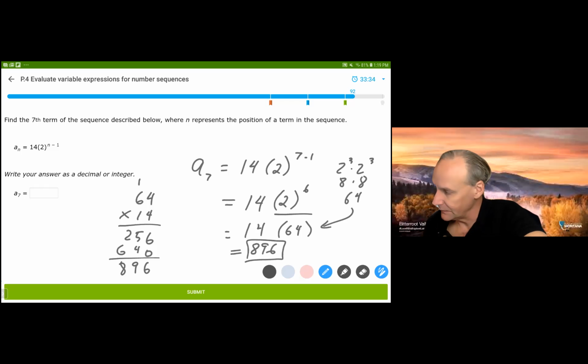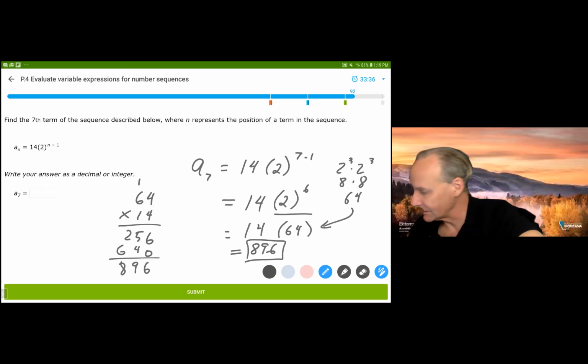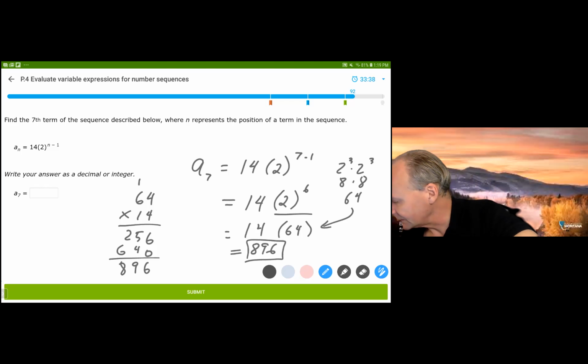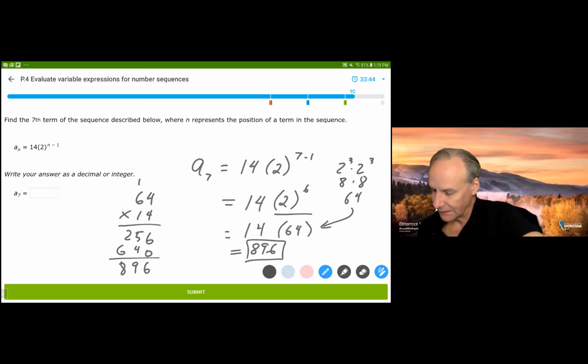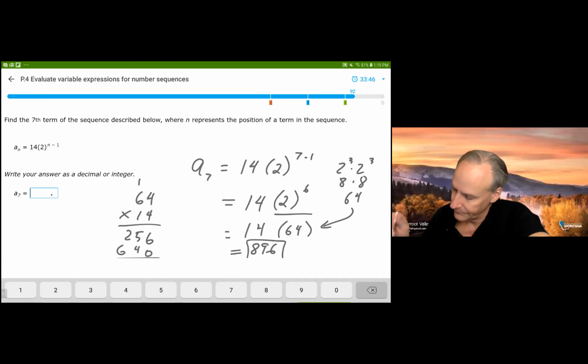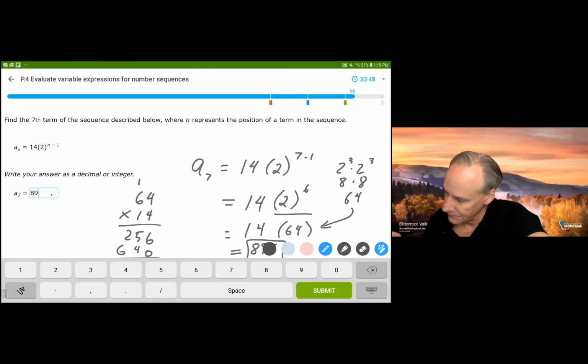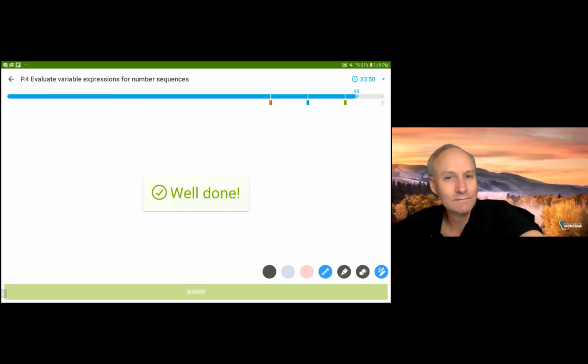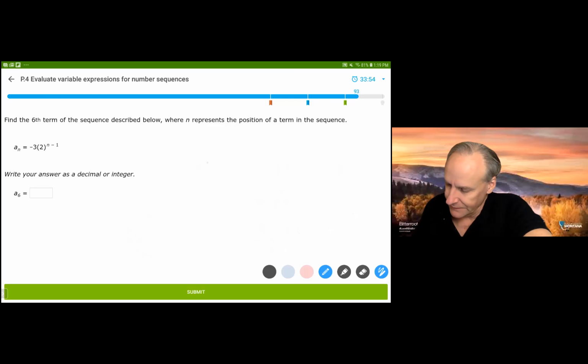And 14 times 64, I'm going to check it with my calculator because I'm getting close to the end and I really don't want to do this again. And it is 896, of course, as expected. There we go. Okay, we're taking the sixth term.